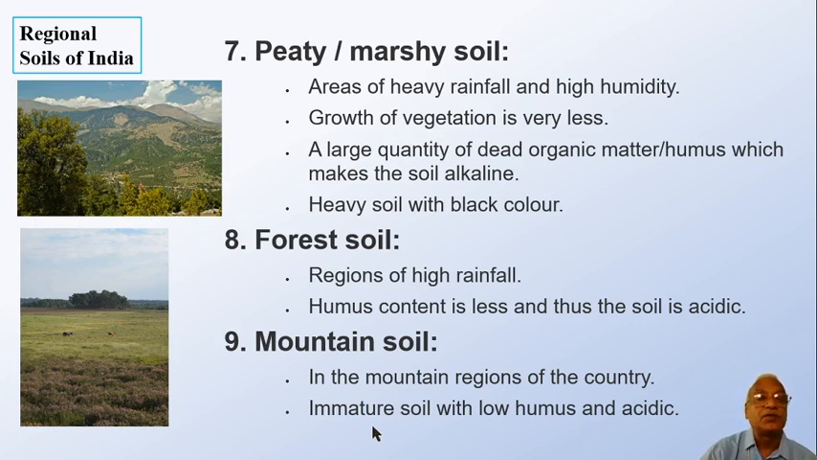Peat or marshy soils: areas of heavy rainfall and high humidity will have this kind of soil. The growth of vegetation will be there, but very less. There is a large quantity of dead organic matter, humus, which makes the soil alkaline. It is heavy soil with a black color. In forest soils, in regions of high rainfall, you can find a lot of forest, and there the soil has different characteristics. Humus content is less, and thus the soil is acidic.